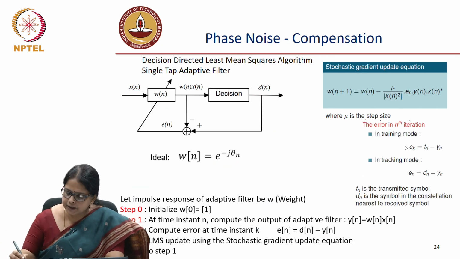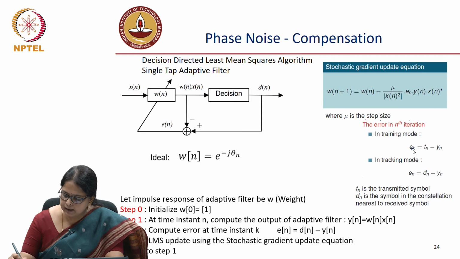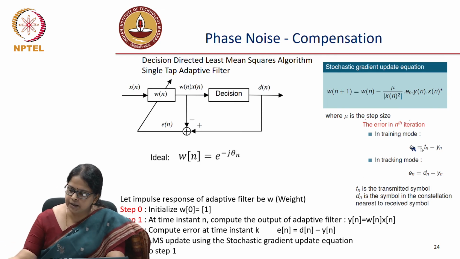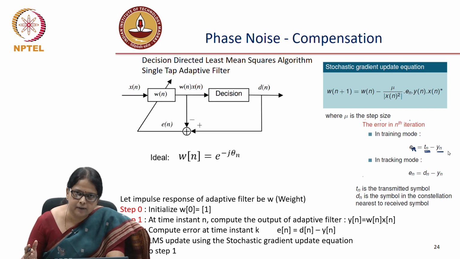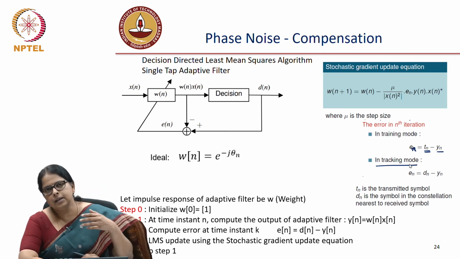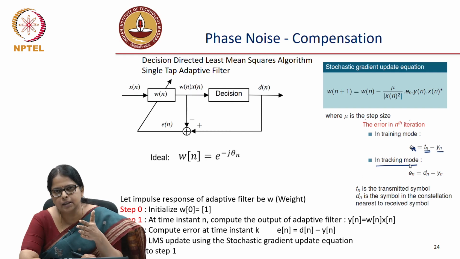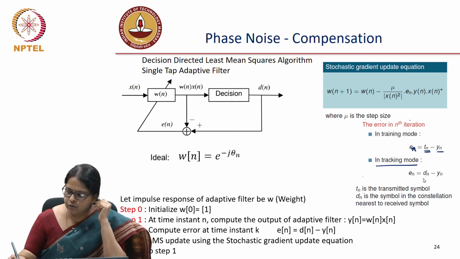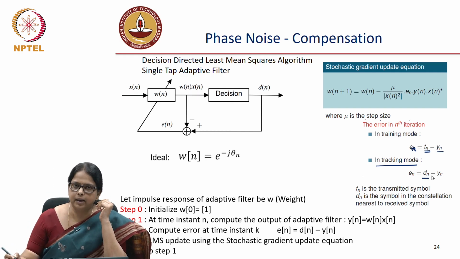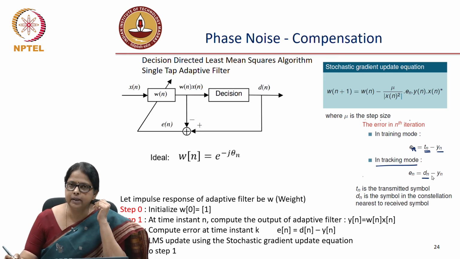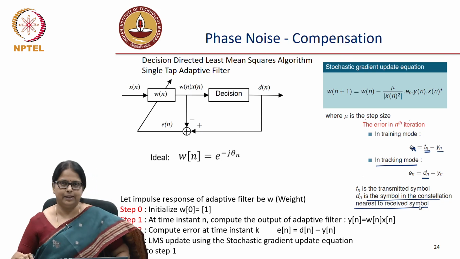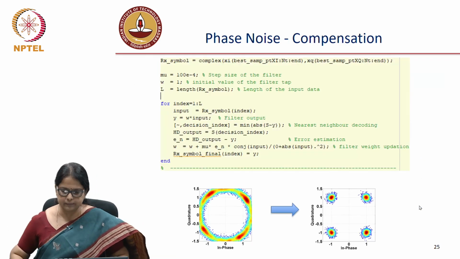As I said earlier, in the training mode, the error in the nth iteration is the training symbol minus my received symbol. Once the training phase is over, once the algorithm is stable, you can get it into the tracking mode, where now you can start comparing the received signal with the nearest constellation point. So, you calculate the error using d of n, where d of n is a symbol in the constellation which is very close to the received symbol. So, this is how the algorithm works.